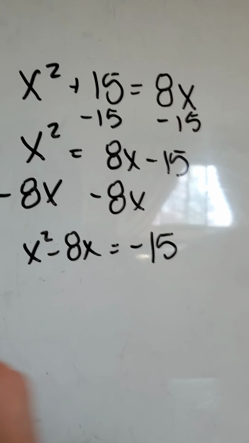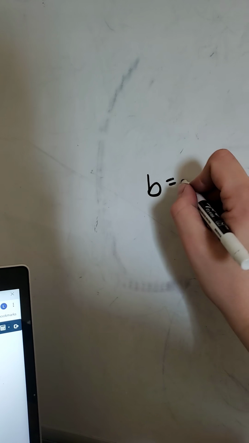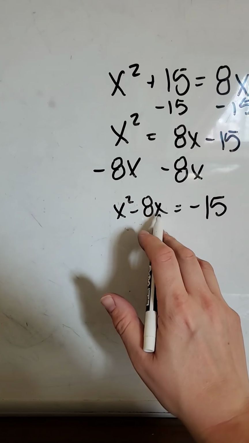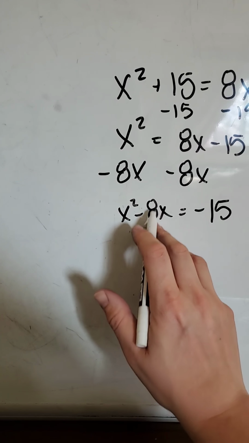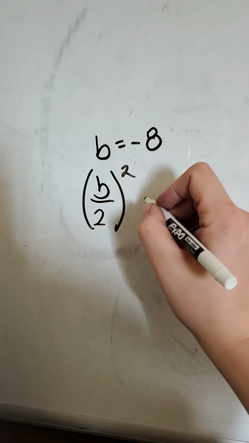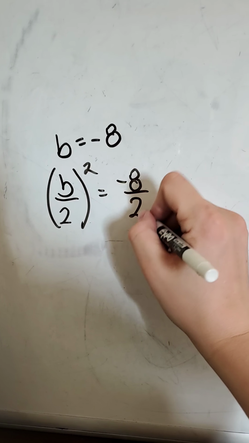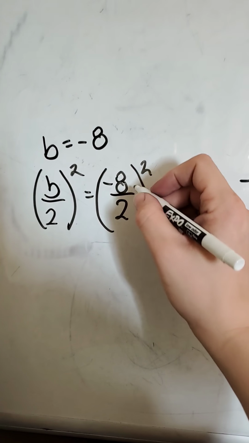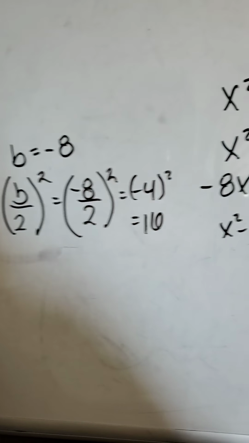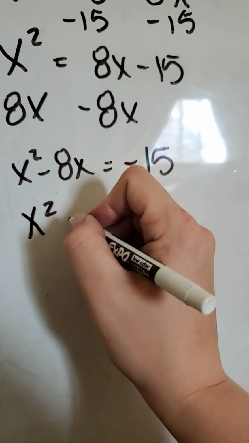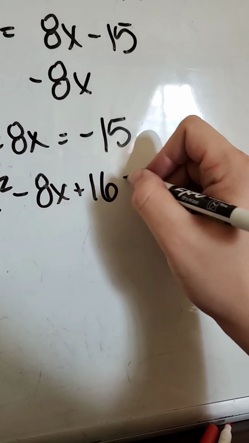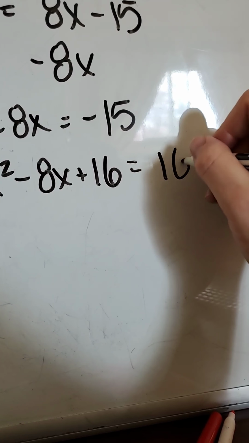All right, so now I need my b over 2. B is negative 8. See that? The coefficient on the linear x term is negative 8. Then I take b over 2 and I square it. B is negative 8 over 2, and I square it. Negative 8 divided by 2 is negative 4. Squared is 16. So that's what I'm adding to both sides. To complete my square, I'm adding 16, just like when we added that little square with an area of 1. So then 16 on this side as well.